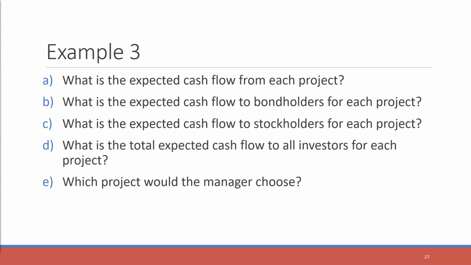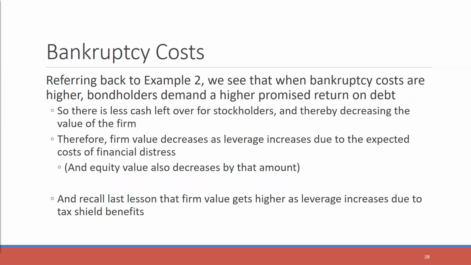Which project would managers choose? Obviously, managers would choose Project B. Even though it has a smaller expected cash flow to all investors, it has a higher expected cash flow to shareholders. So this is how we can think of this conflict of interest.